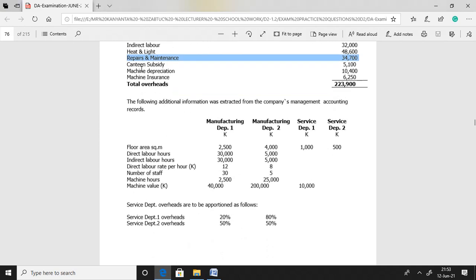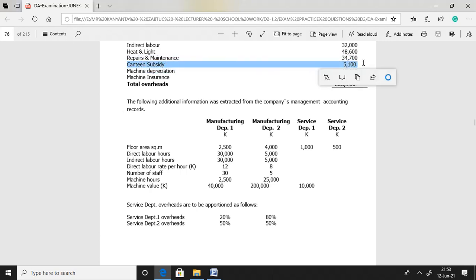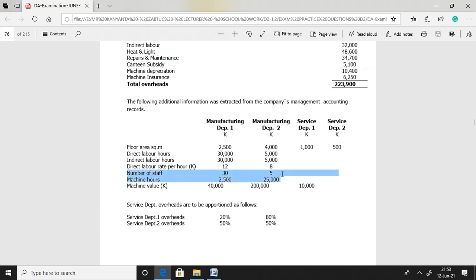Coming back to the question, the next cost item is canteen subsidy, 5,100. Obviously, we are going to use the number of staff as the basis of apportionment for canteen. The total number of staff is 35. So you'll say 30 over 35 multiplied by the canteen subsidy cost, 5,100. And then the other one is going to be 5 over 35 multiplied by the canteen cost, 5,100.